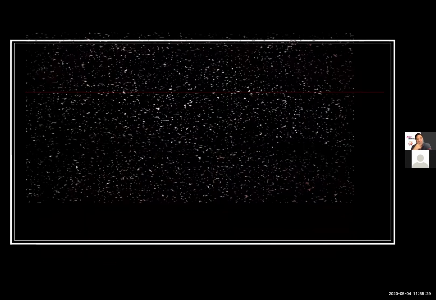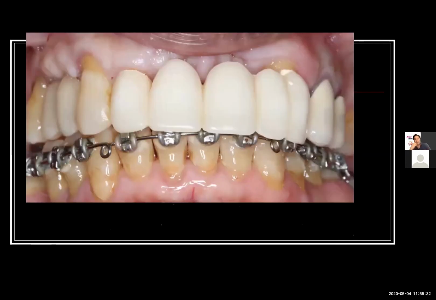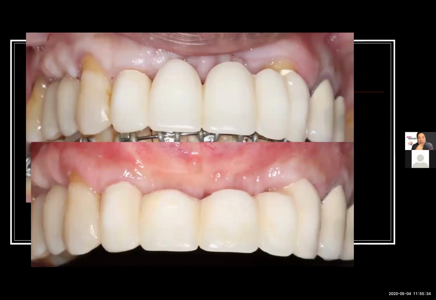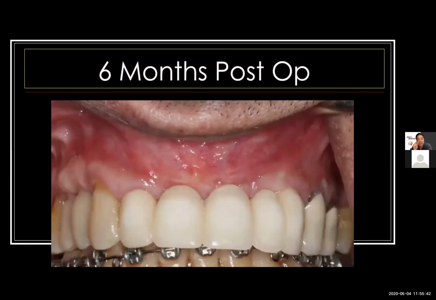And then this is the before. And then he went ahead and, being a clinician, he actually fabricated a new provisional for himself, as you can see in the above photograph. Now this is 6 months. Look at the healing. He went ahead and relined the provisionals. Now, beautiful temporaries he's made. I mean, this is what we want to see.